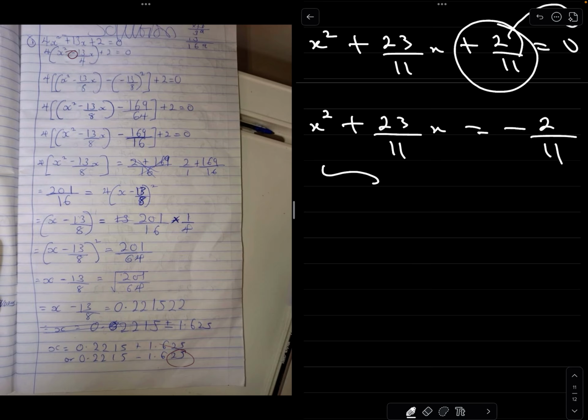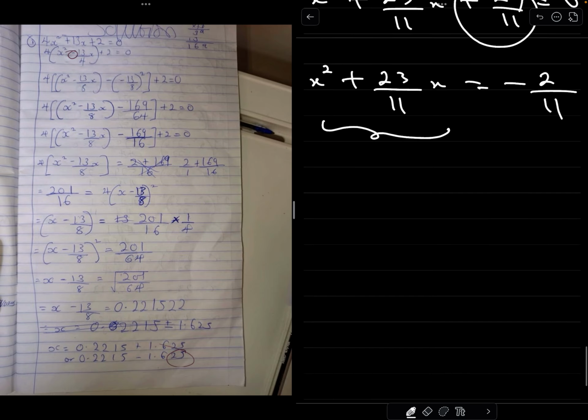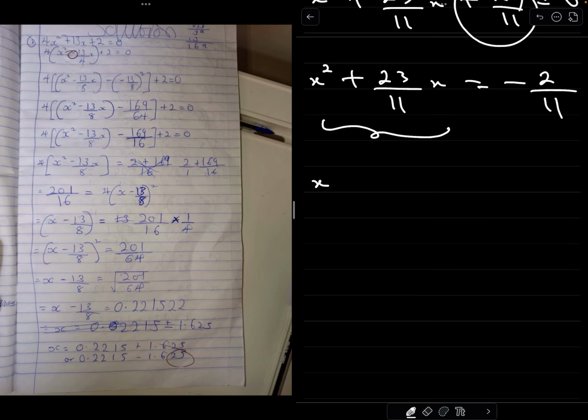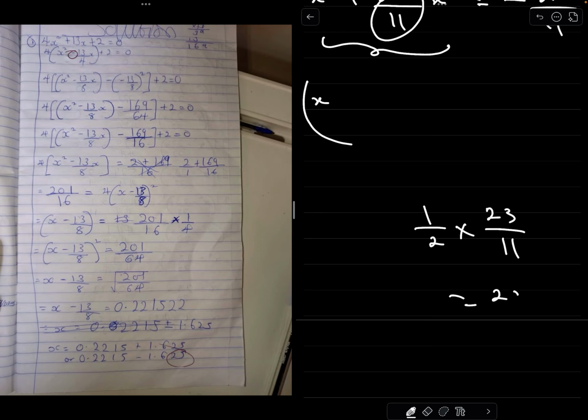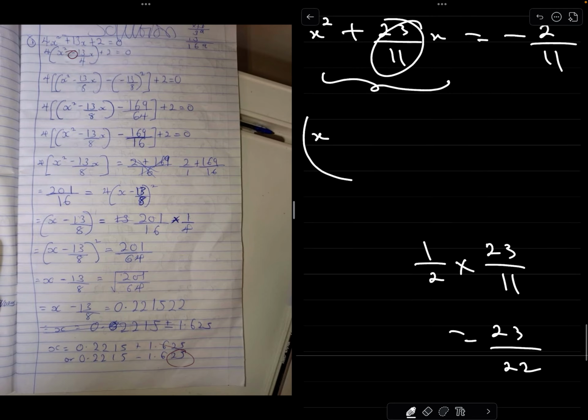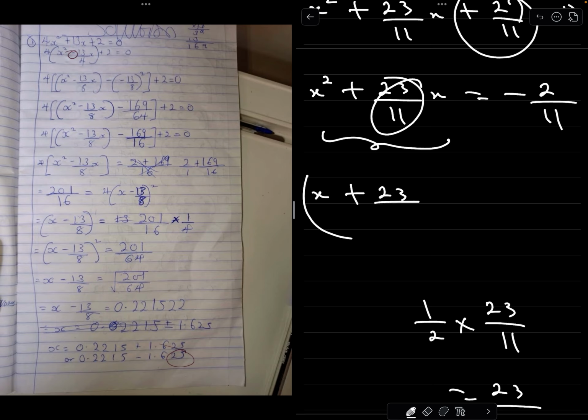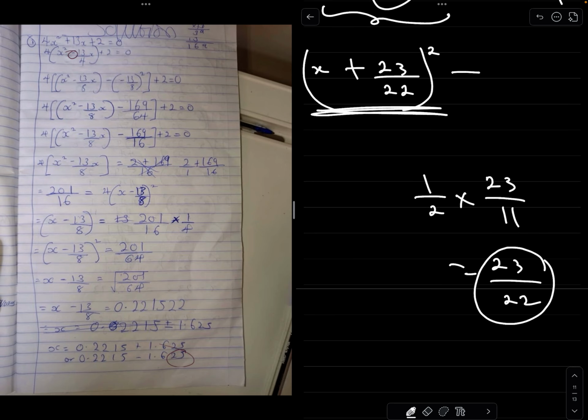Now we complete the square for x squared plus 23 over 11x, and that simply means x. Now the coefficient of x is 23 over 11, and we find half of that. Half of that is 1 over 2 times 23 over 11, which is equal to 23 over 22. So that means x plus 23 over 22 all square. You shouldn't put an x here. When you're completing the square, you don't put an x here. You just write x plus 23 over 22 all square minus whatever you get here.